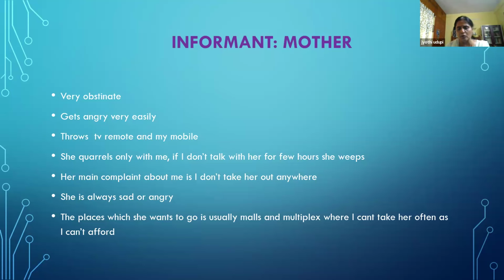The places which she wants to go is usually malls and multiplex to watch movies, where I can't take her often as I can't afford. People who are in cities can understand. One movie will cost you, I think, 400 to 500. And all snacks will cost another 500. So mother said, I can't afford so much. But she wants to go to only such places.